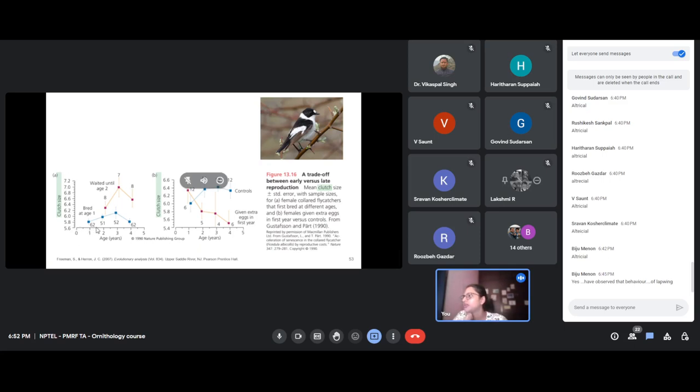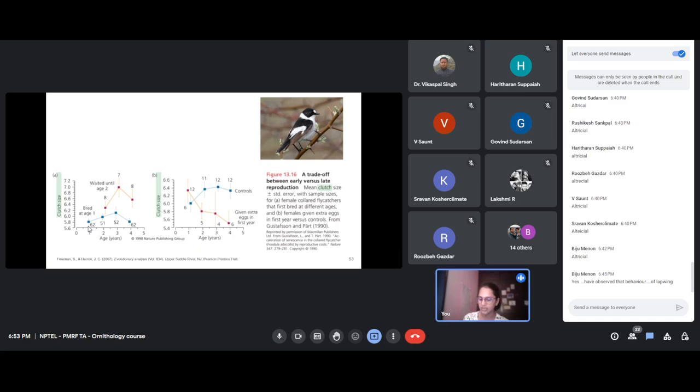So individuals start their breeding at different points of time. For individuals that bred at the age of one, for a sample size of 62, the clutch size was about 5.8, so roughly 6 eggs. And for the individuals that started breeding in the second year, for 8 individuals, it was higher, about 6.3. And the clutch size increased as the age also increased, compared to those individuals that started breeding at the age of 1.